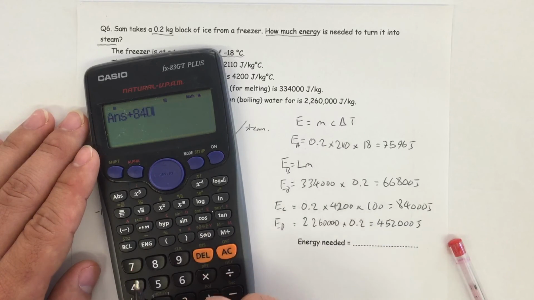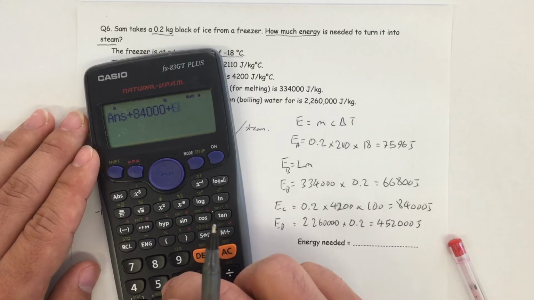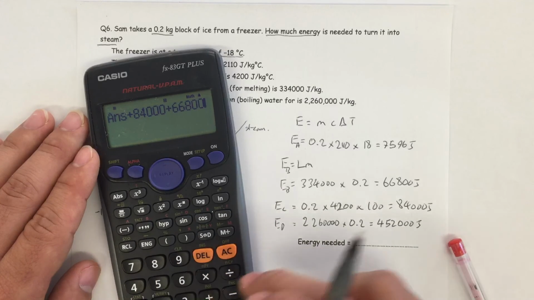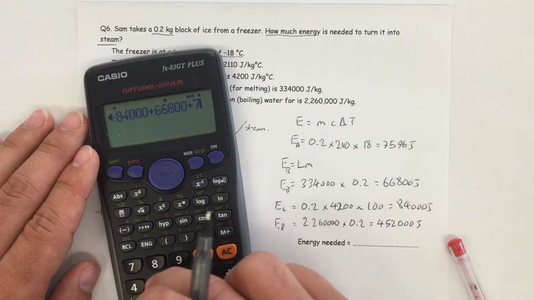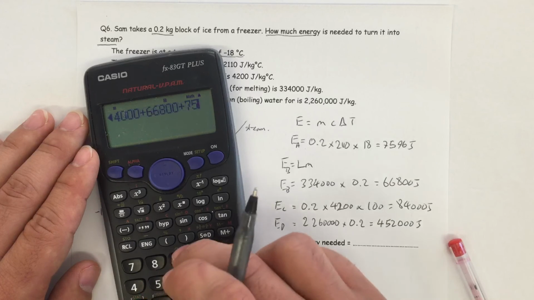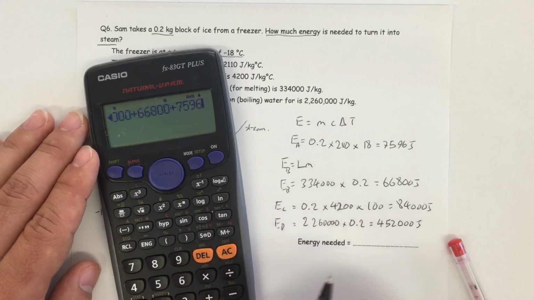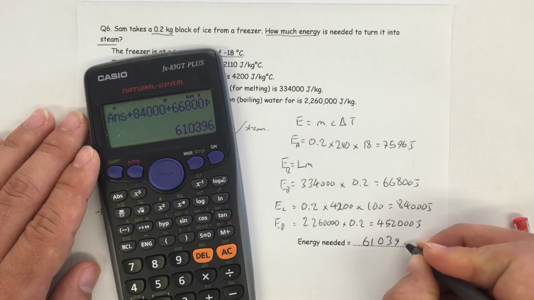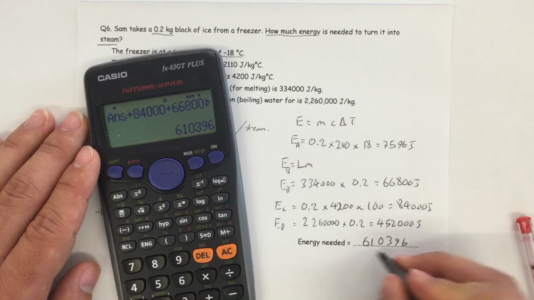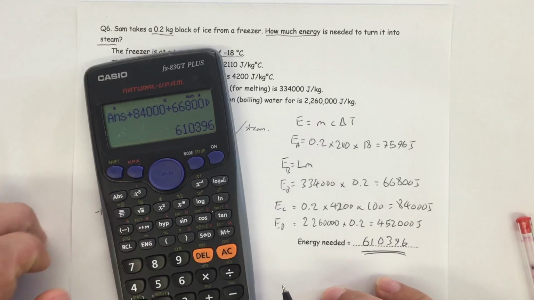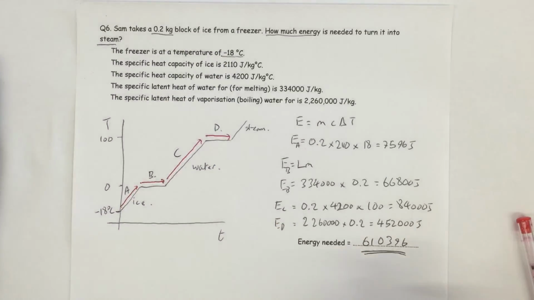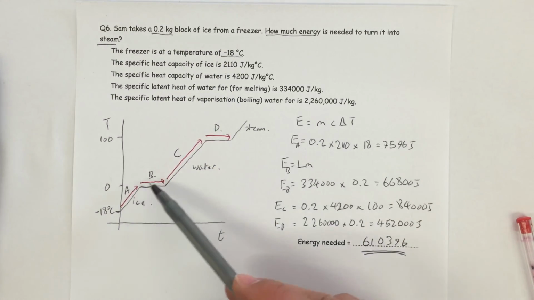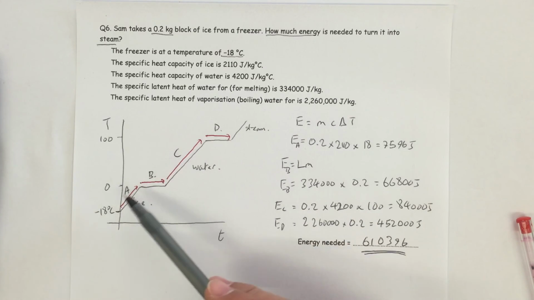The total energy needed is going to be all four of these energies added together. So that's 84,000 plus 66,800 plus 7,596, plus 452,000. So we get 610,396 as my answer. Just remember that latent heat is always associated with changes of state, and specific heat capacity is to do with heating up a material.